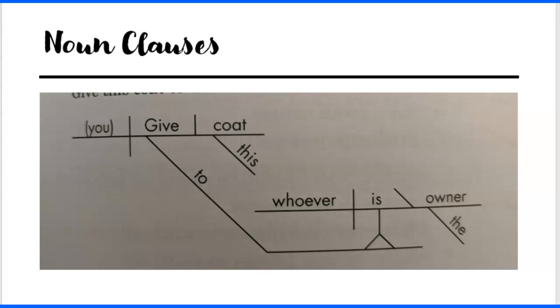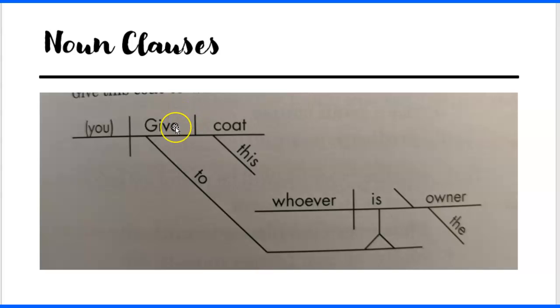Give this coat to whomever is the owner. Or to whoever is the owner. Sorry about that. Now this one is an imperative. It's a command. And we know that with our commands, you are going to have an understood you. So there it is. It's in parentheses because it's almost like it's invisible. It is invisible. So it's understood.